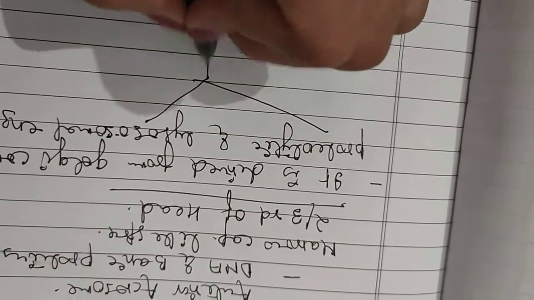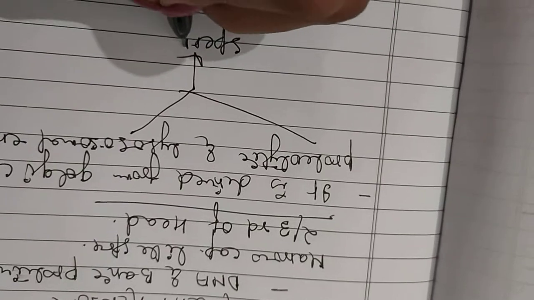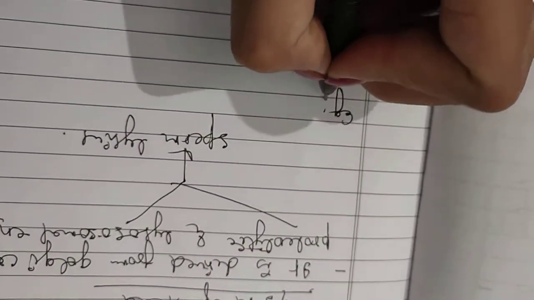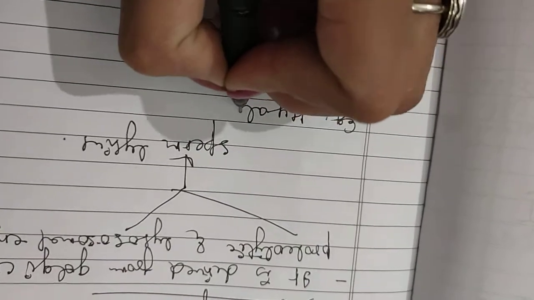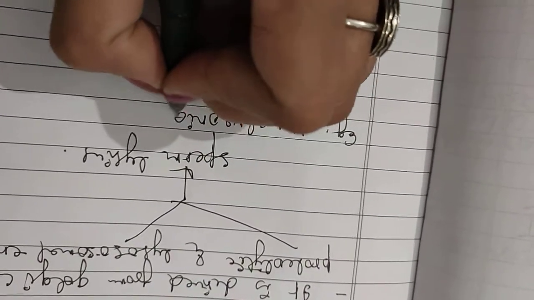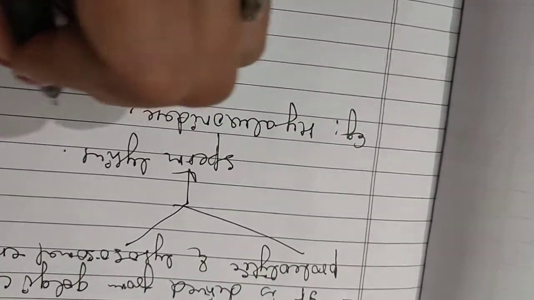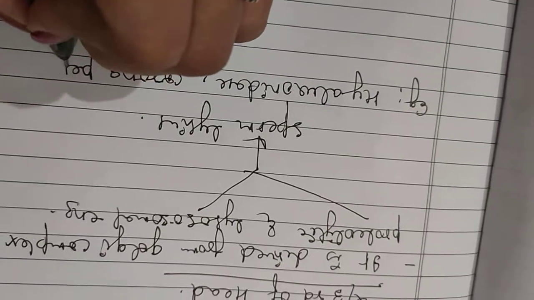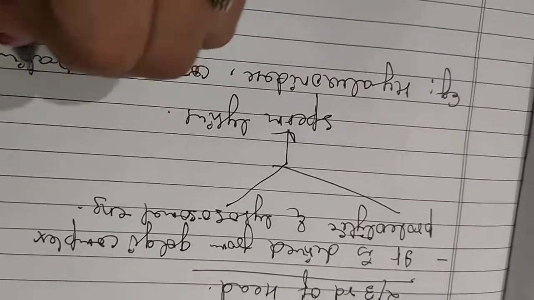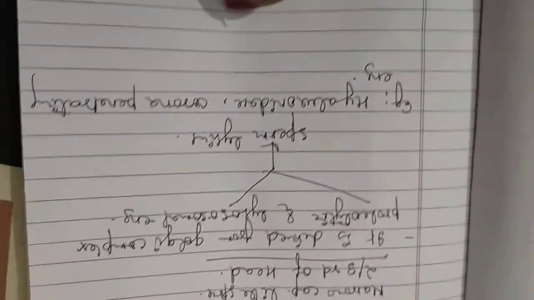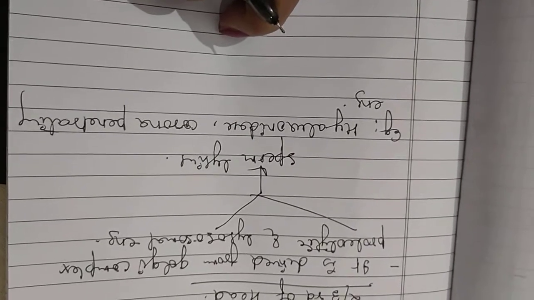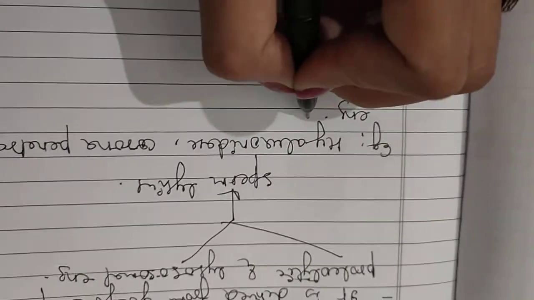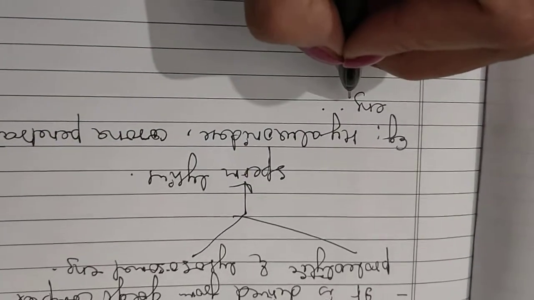So this whole is actually called sperm lysins. Examples of these enzymes are hyaluronidase and corona penetrating enzymes. Corona is the name of the outermost layer of that ovum. It is not that virus which is trending now. So hyaluronidase and corona penetrating enzyme.